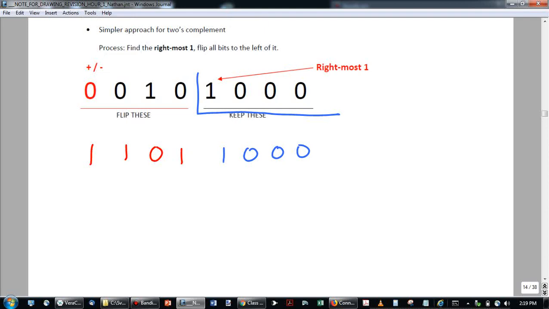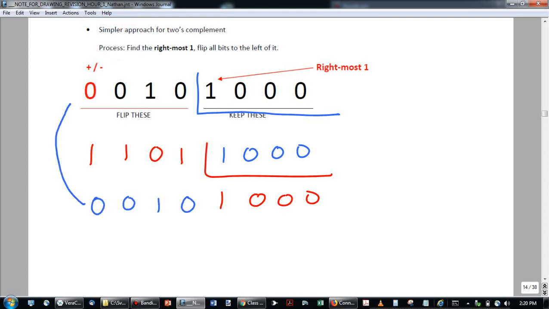Now if that's the case, if I do this again, should I get back to my original number? I should. So I'm going to keep these guys and flip this side. Are those two the same? Yep. Okay. So we can at least verify that you will get the same result. And you can compare this with the 2's complement method and you will get the same result. So this is a shorthand.